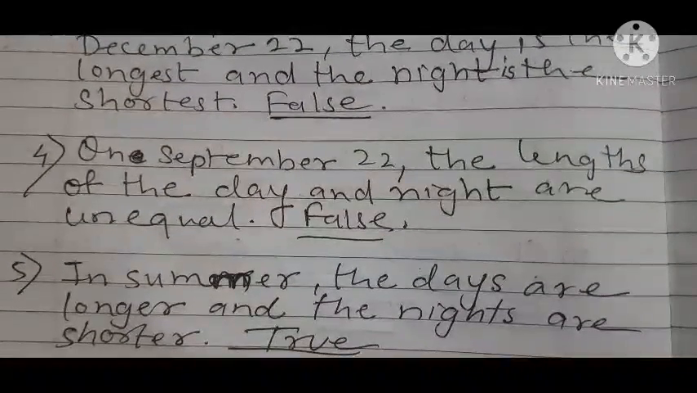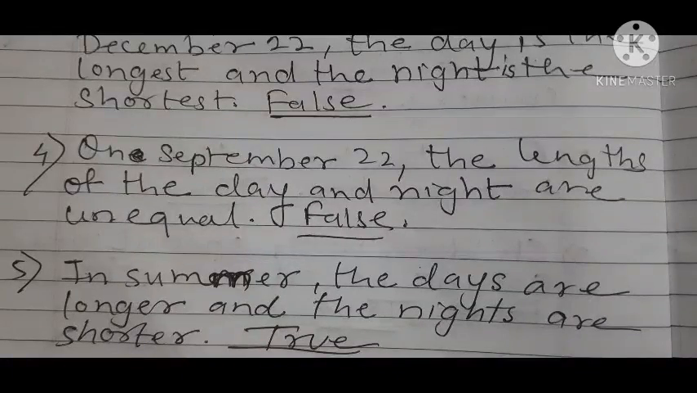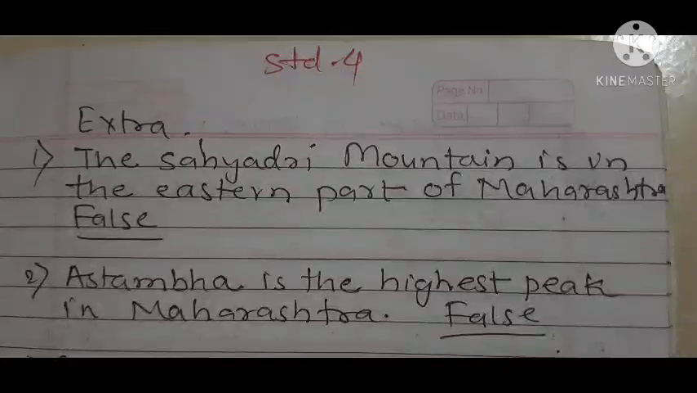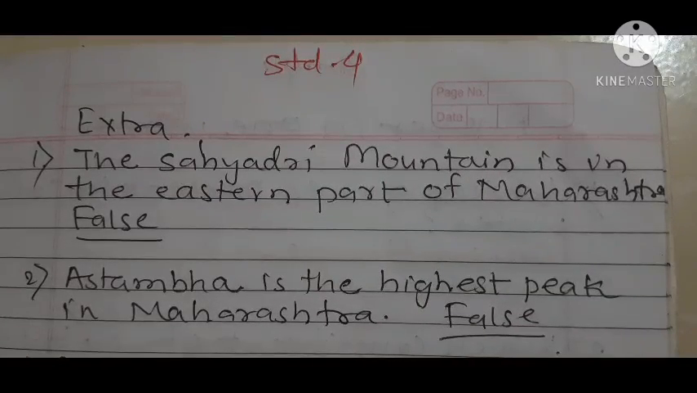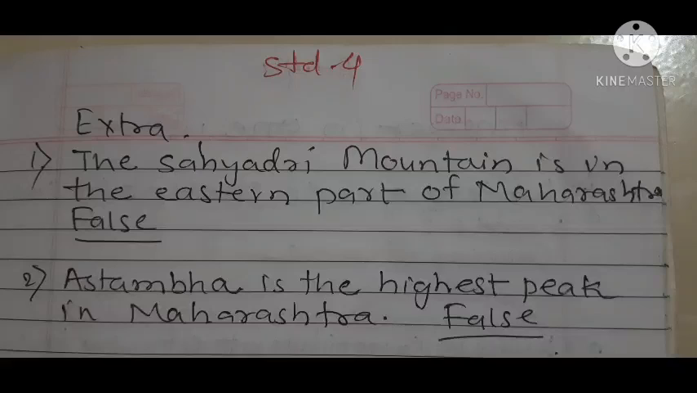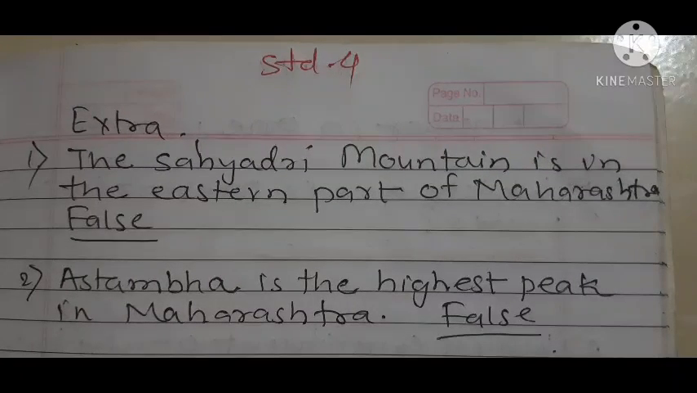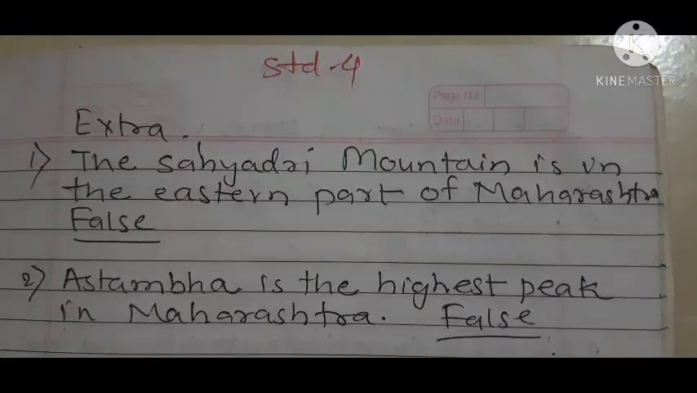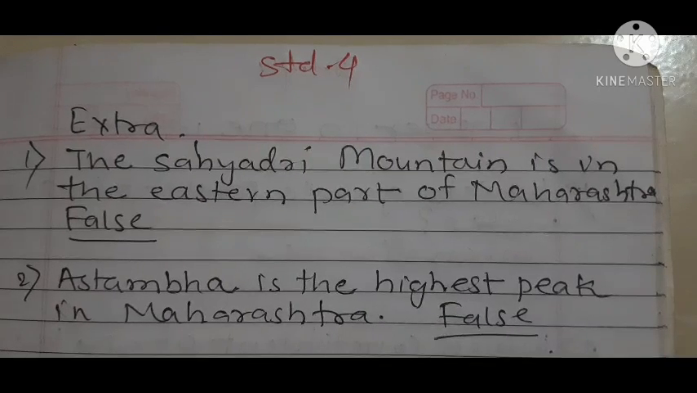In summer, the days are longer and nights are shorter. True. Students, these are the extra. Okay, extra. True, false. The Sahyadri mountain is in the eastern part of Maharashtra. False. Kalsubai is the highest peak in Maharashtra. False.